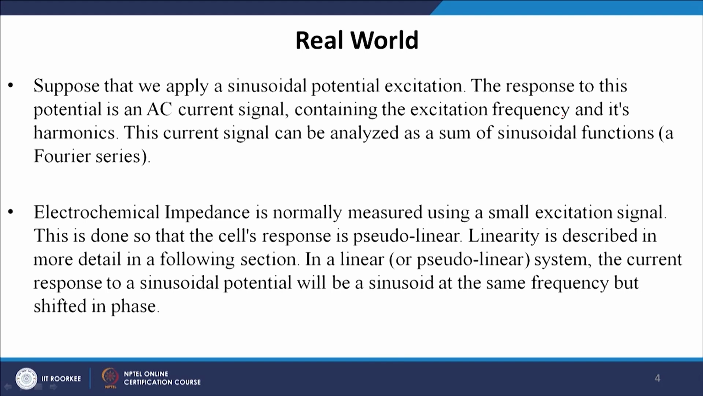Suppose that we apply a sinusoidal potential excitation. The response to this potential is an AC current signal containing the excitation frequency and its harmonics. This current signal can be analyzed as a sum of sinusoidal functions, a Fourier series. Electrochemical impedance is normally measured using a small excitation signal. This is done so that the cell's response is pseudo-linear. Linearity is described in more detail in a next section.